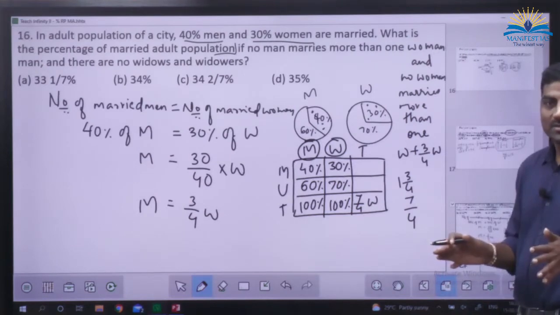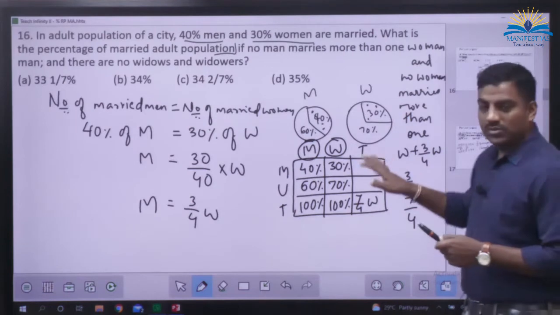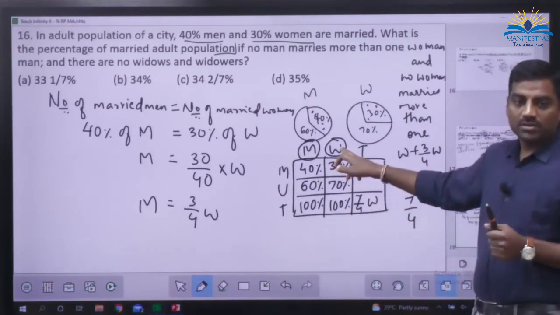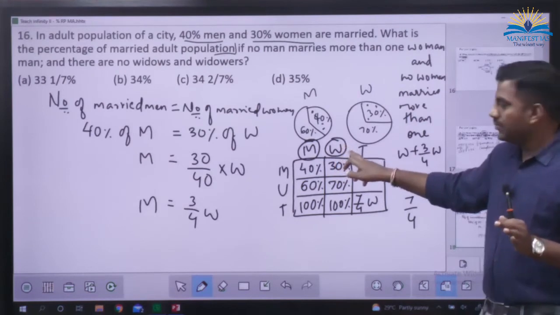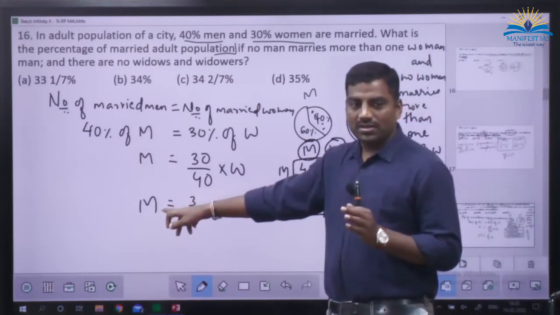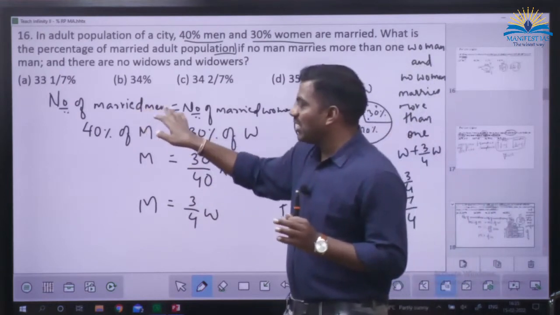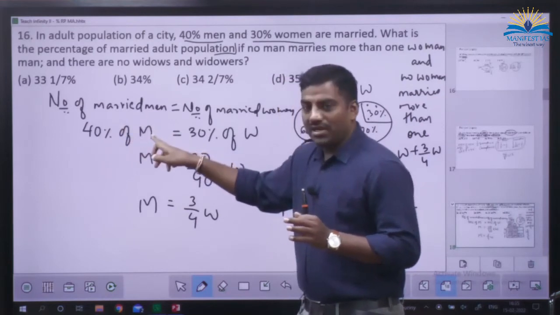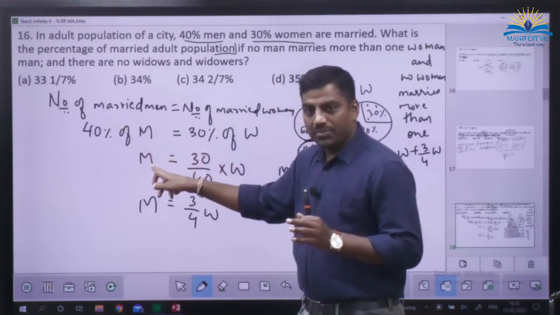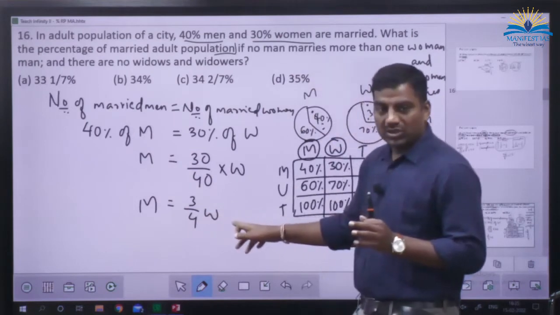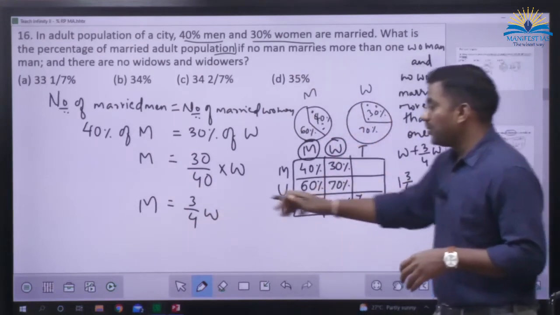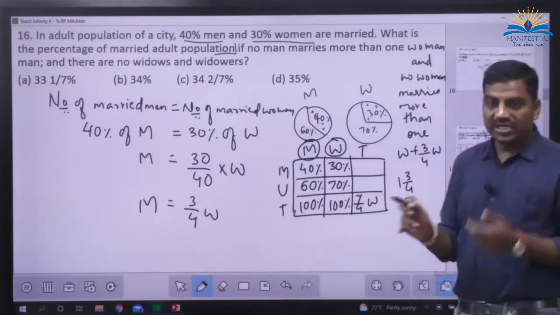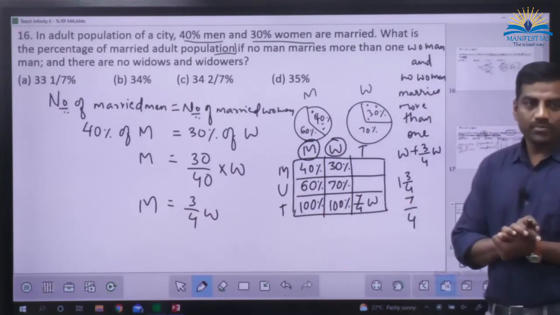Not getting? W is what? Number of women, right? Number of men? What we get here? This is number of married men, 40% of men. So I am calculating M. M is equal to 3 by 4W. This is the total population. So W plus 3 by 4W, 7 by 4W is the total population. Okay? Fine?